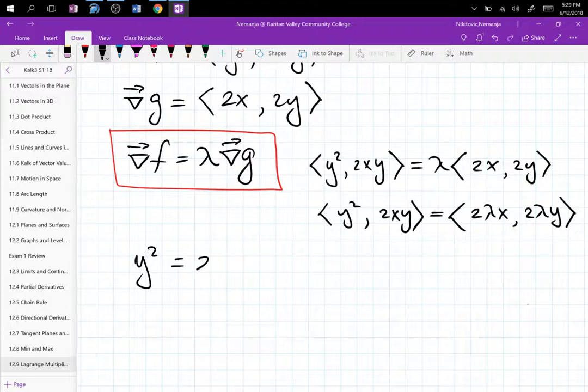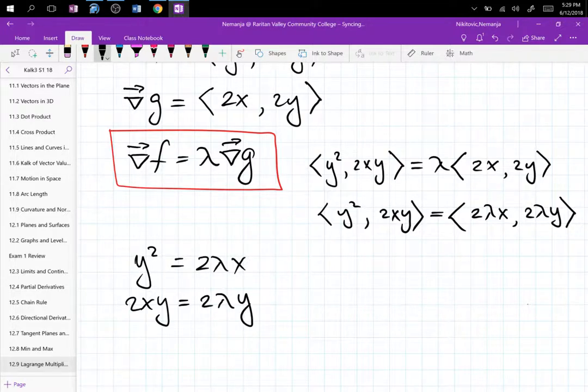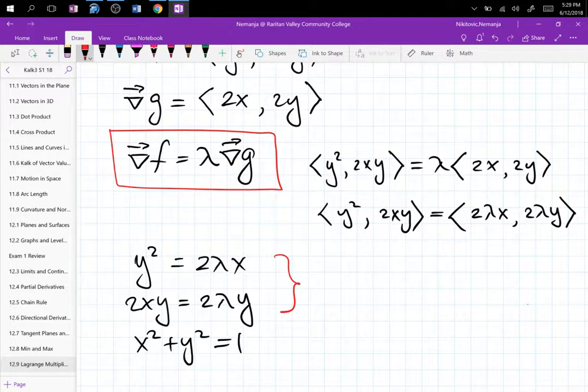Great. This equation is going to give you equations. y squared is equal to 2 lambda x. 2xy is equal to 2 lambda y. You have x, y, and lambda. You have 3 variables. You need one more equation, and that's going to be your g equation, which is x squared plus y squared equals 1, or you can go minus 1 equals 0. So the procedure which I gave you earlier: these equations are coming from del f equals lambda del g, and this equation here is your g of x, y equal to 0.